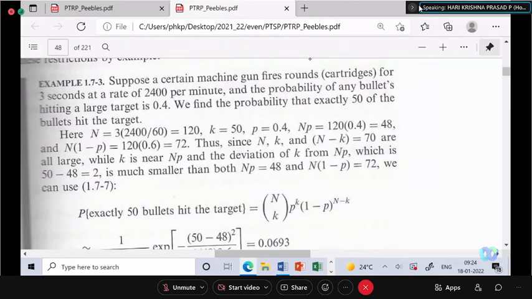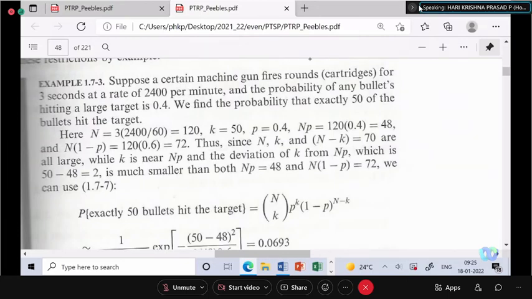Find the probability that exactly 50 of the bullets hit the target. What is the experiment? Firing a cartridge. Then at what rate? 2400 per minute. So 2400 per minute means 2400 by 60 per second. So 40 bullets can be fired per second.